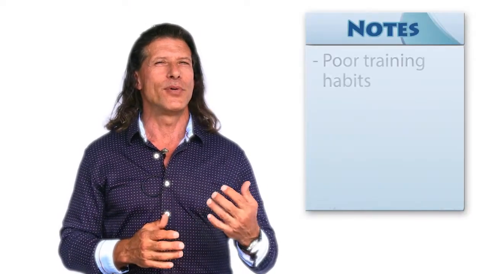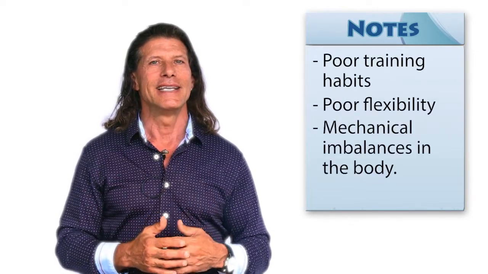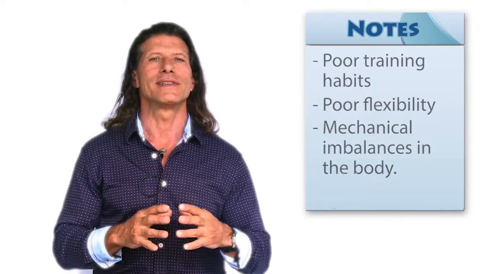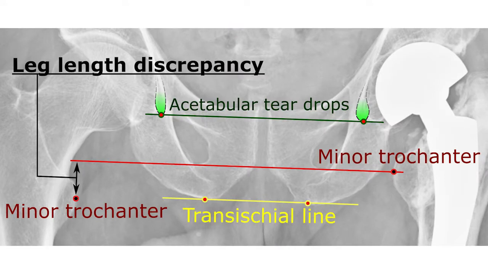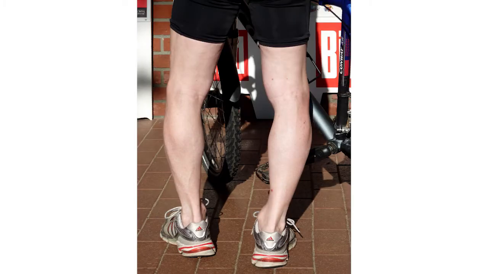IT band syndrome may be the result of a combination of issues, including poor training habits, poor flexibility, and other mechanical imbalances in the body, especially involving the lower back, pelvis, hips, and knees. Certain people may have a predisposition to develop IT band syndrome. Anatomical issues may include a leg length discrepancy, an abnormal tilt to the pelvis, or bowed legs, which is also called genu varum. These situations can cause the iliotibial band to become excessively tight, leading to increased friction and irritation when that band crosses back and forth across the femoral epicondyle during activity.